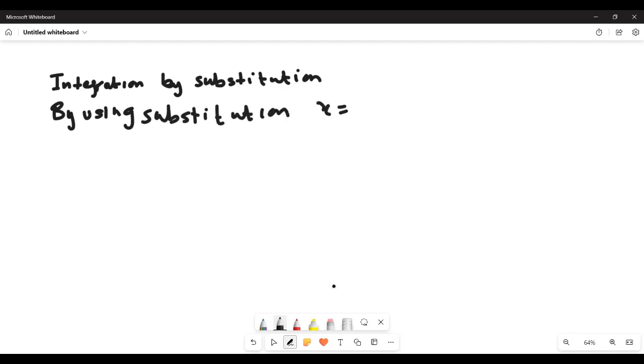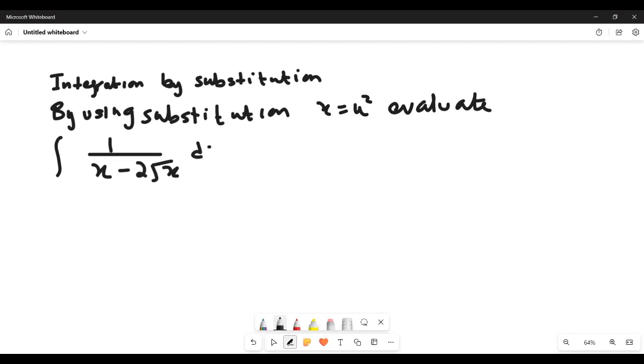x equals u square, evaluate integration of 1 upon x minus 2 square root of x dx. ये question. So by using the substitution x equals u square, evaluate this.